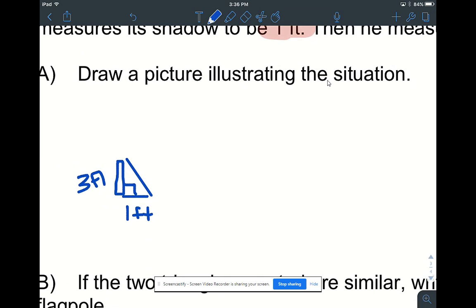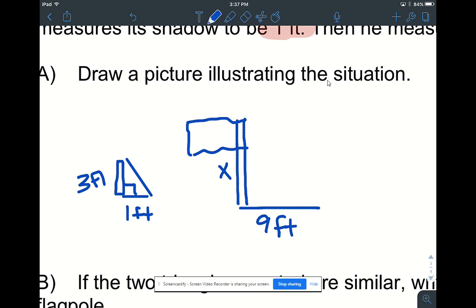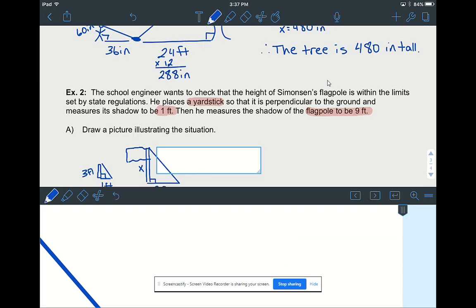Then we've got a flagpole. Simonson's flagpole to be specific. We do not know the height, so we're going to put X. But we know its shadow is 9 feet. And once again, we created a right triangle. Part A only asks you to draw a picture illustrating the situation. So that's it for part A.